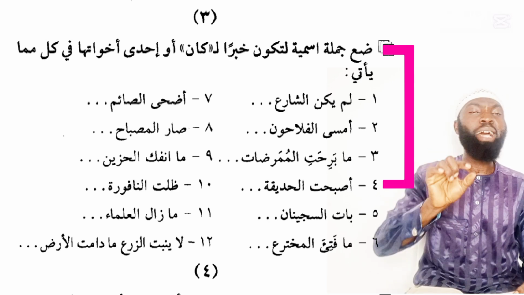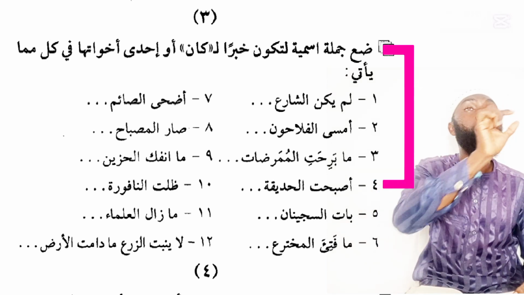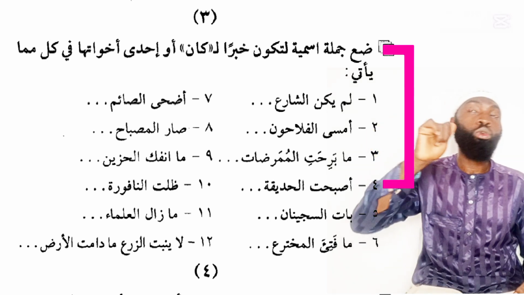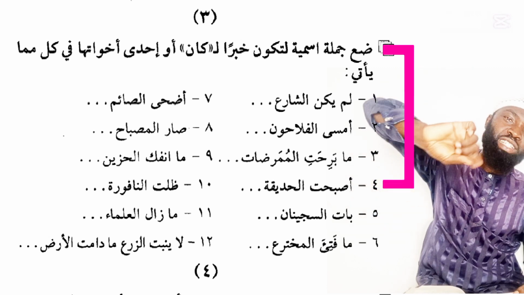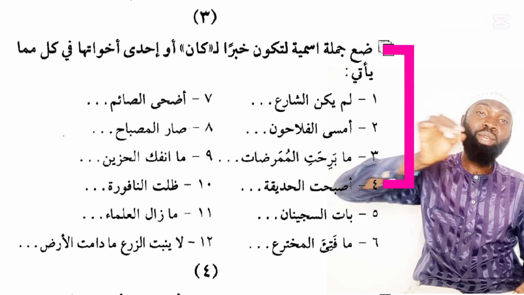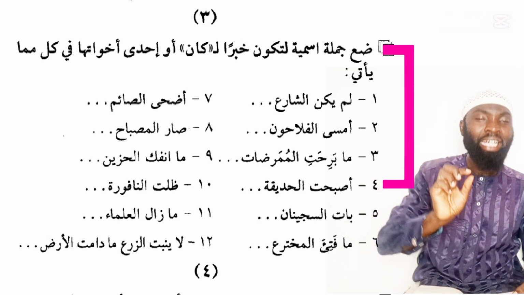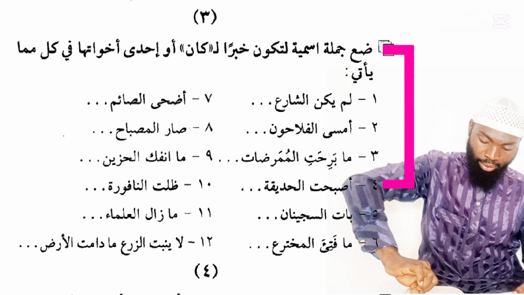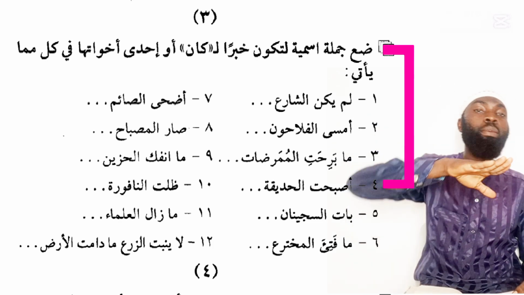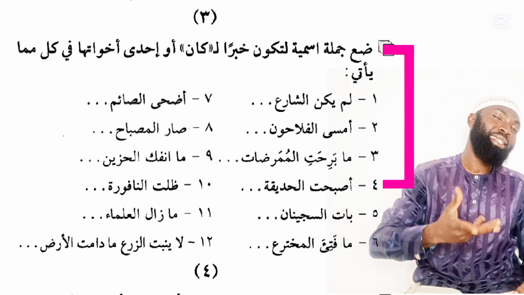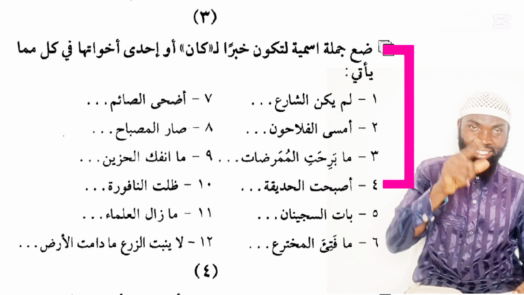The first one says lam yakun shari'u, the street was not. How can we complete? We can say masabihuhu muda'a, meaning the street was not, its lights were not illuminated. Masabihu, this is a noun. Next, amsal falahuna, we can say nashatuhum qalil. You can see the farmers, by the time of the morning, their activeness was small. They were no longer so much active. So nashatuhum, you can see that is a noun.